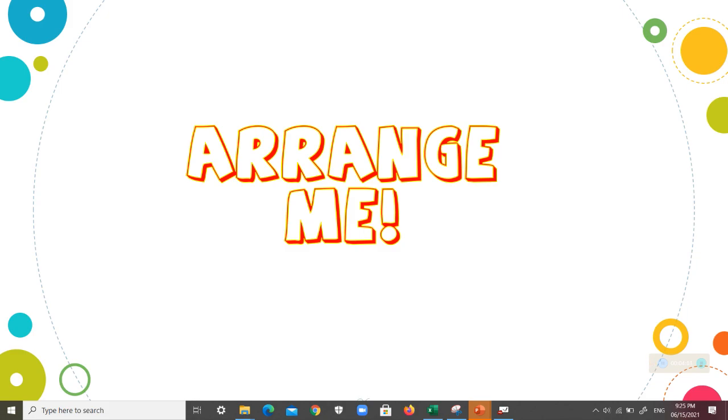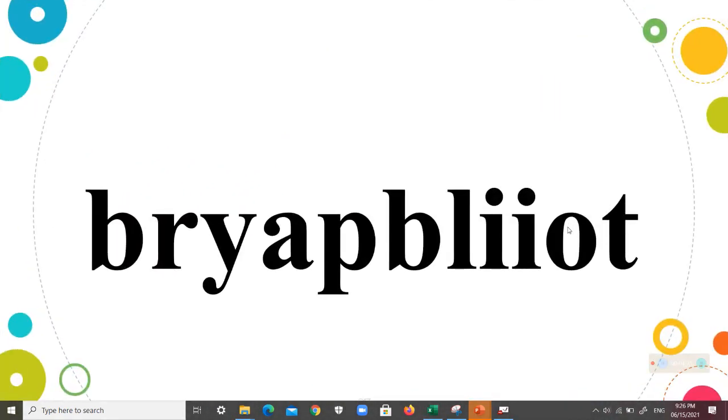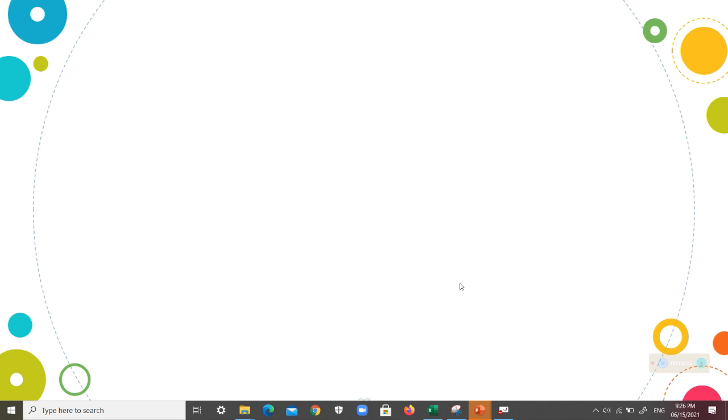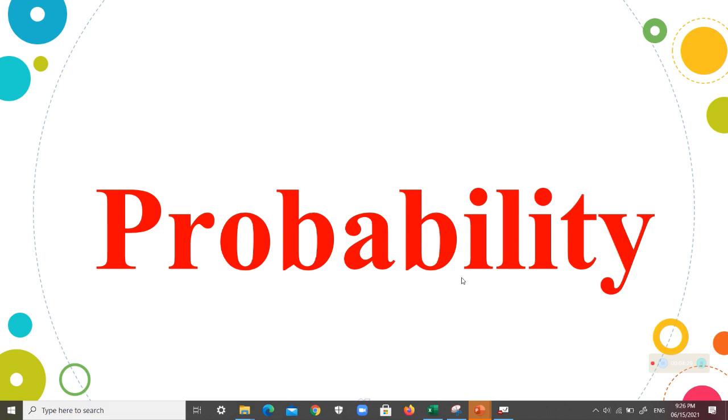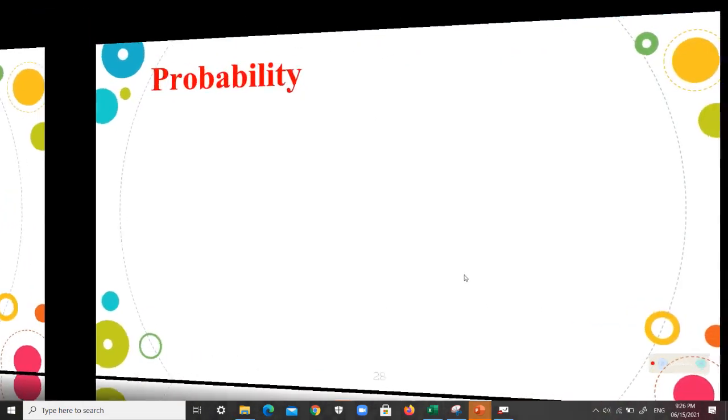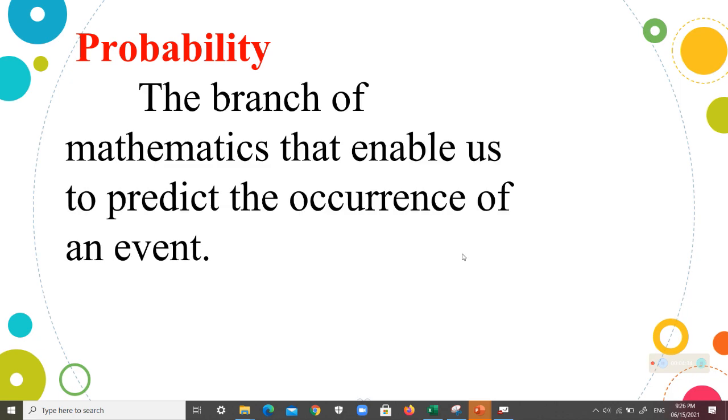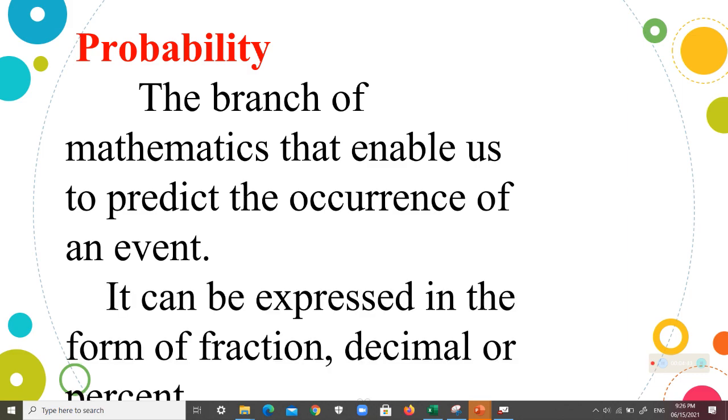So let's have here another game, Arrange Me, wherein you're going to arrange the given letters to form a word. So we have here these letters. What do you think is the word? That's correct. The answer is probability. So what do we mean by probability? We all know that probability is the branch of mathematics that enables us to predict the occurrence of an event. It can be expressed in the form of fraction, decimal, or percent.